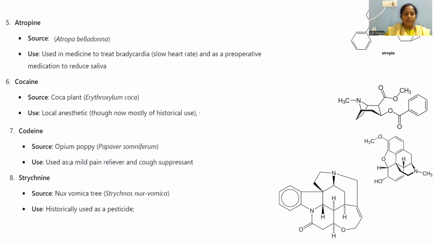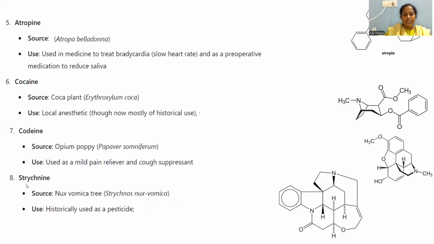So you can notice it is an opium alkaloid, and Papaver somniferum is the scientific name of the source, used as a mild pain reliever. It relieves pain to a certain extent, and as a cough suppressant it is used to reduce cough conditions as well, right?